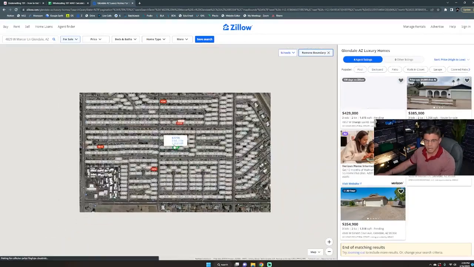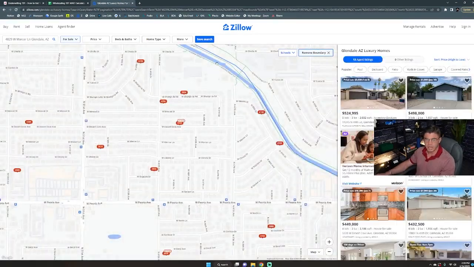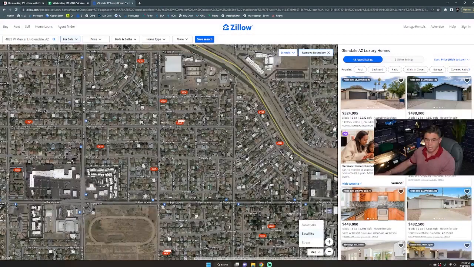Now we're going to look around in its neighborhood and find properties that are similar. When we're comping, we don't want to cross any major streets. The major streets are going to be 51st Avenue right here and Peoria Avenue. So we want to be looking right here.